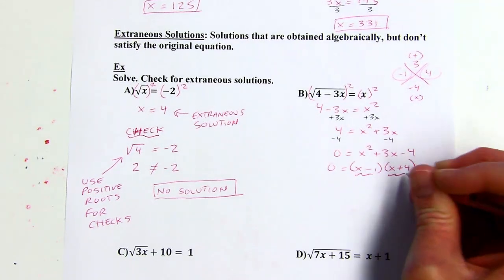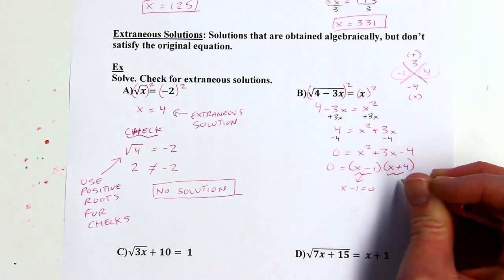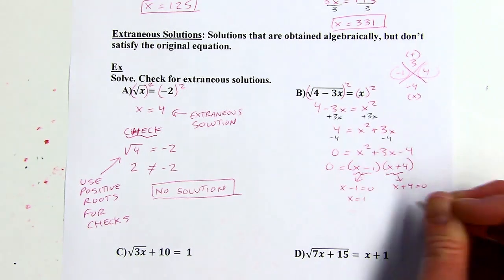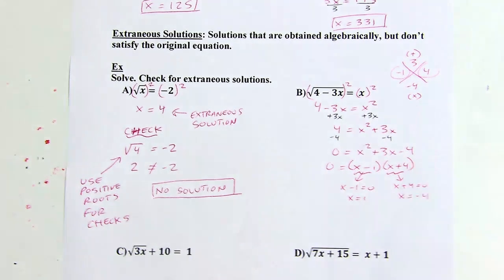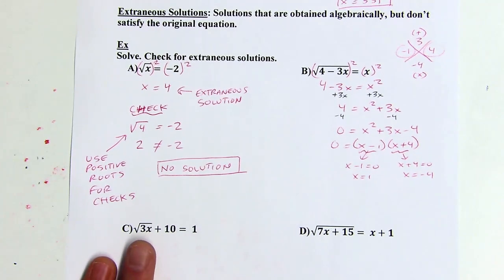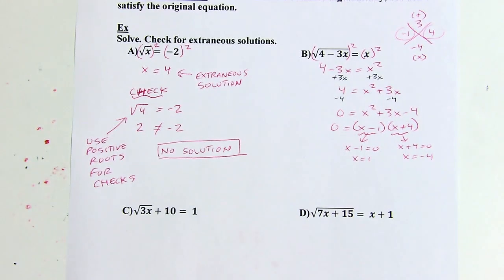So that means one of these two pieces has to equal 0. So either x minus 1 equals 0 or x plus 4 equals 0, which means x equals 1 or x equals negative 4. We've got two different solutions, and especially when you get two solutions, check them, because often one of them is extraneous. It could be that they both work or neither one works, but we want to check, okay?